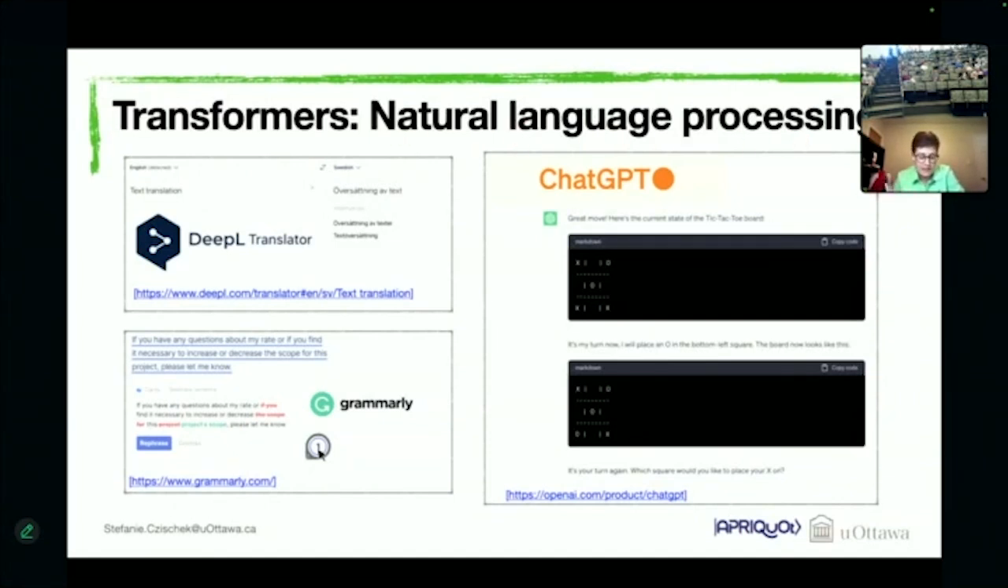And examples where we use transformers are the DeepL translator, which is a very powerful tool to translate text from any language into any other language, basically. Grammarly is another nice example, which helps us to find typos or also grammar errors in texts that we write, or also suggests to reformulate texts so they sound better. And of course, the most famous example is ChatGPT, which I think I don't have to explain here, so everyone should be familiar with this.